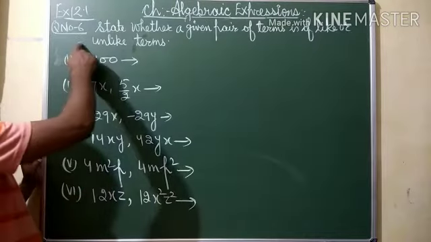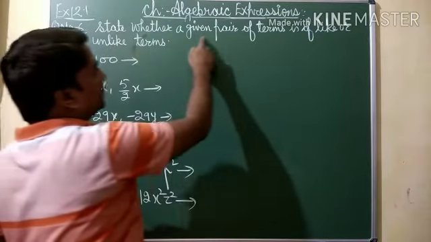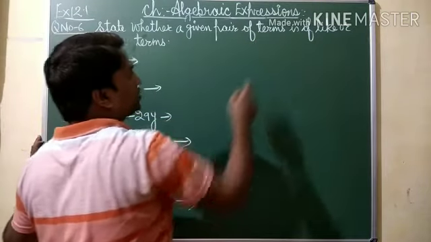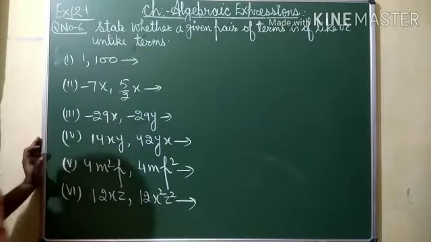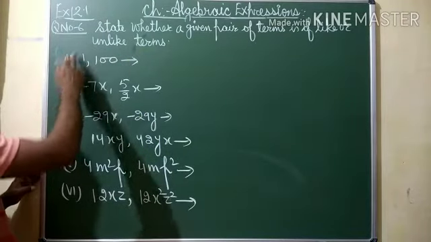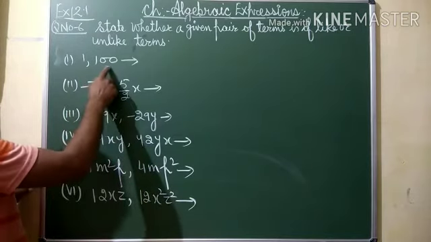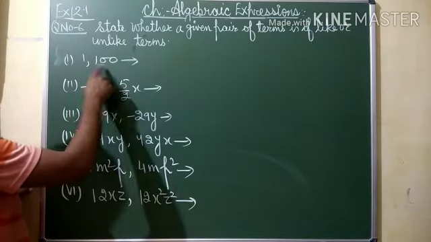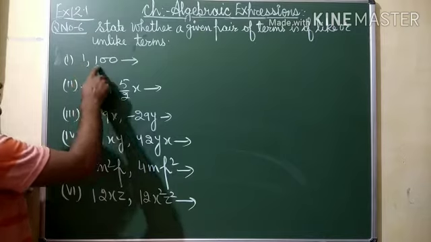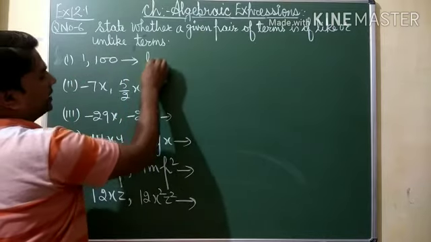Next is question number 6. State whether a given pair of terms is of like or unlike terms. So first we have question number 6, first part, 1, 100. Since both terms are constant terms, therefore 1, 100 is a pair of like terms.